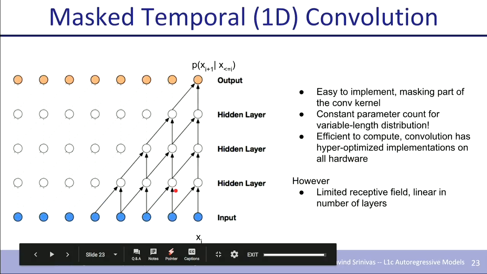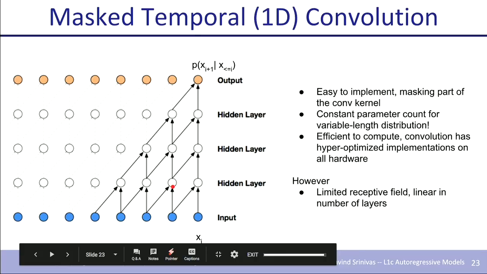Which is not good, because then this node can influence the conditional of it. And we want to prevent that from happening. And there's a very simple way to do it. The way to do it is you just mask out one node. Just mask out one edge in your convolution filter.